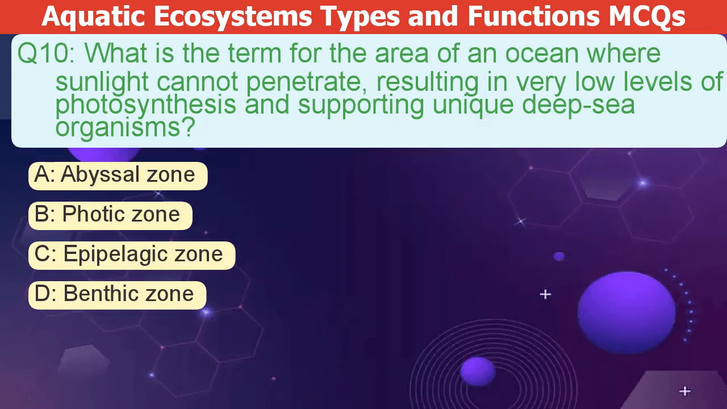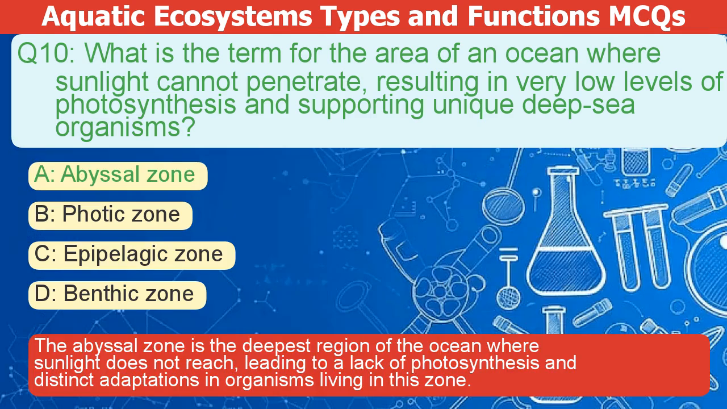What is the term for the ocean area where sunlight can't reach, leading to very little photosynthesis and supporting special deep-sea creatures? A. Abyssal zone. B. Photic zone. C. Epipelagic zone. D. Benthic zone. The correct answer is A. The abyssal zone is the deepest region of the ocean, where sunlight doesn't reach. This leads to a lack of photosynthesis and unique adaptations in the organisms that live there.